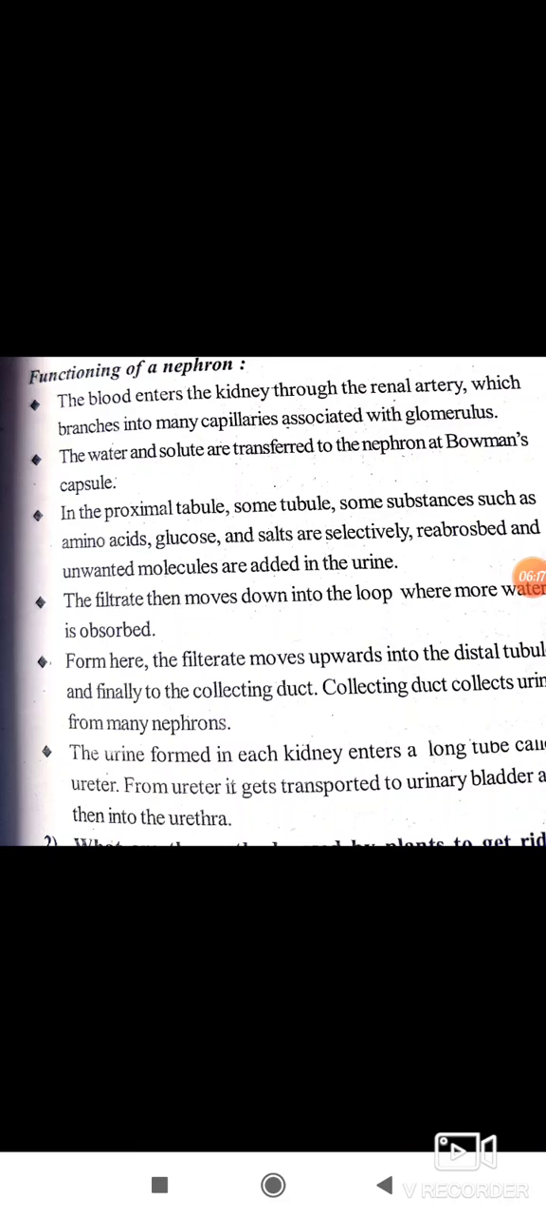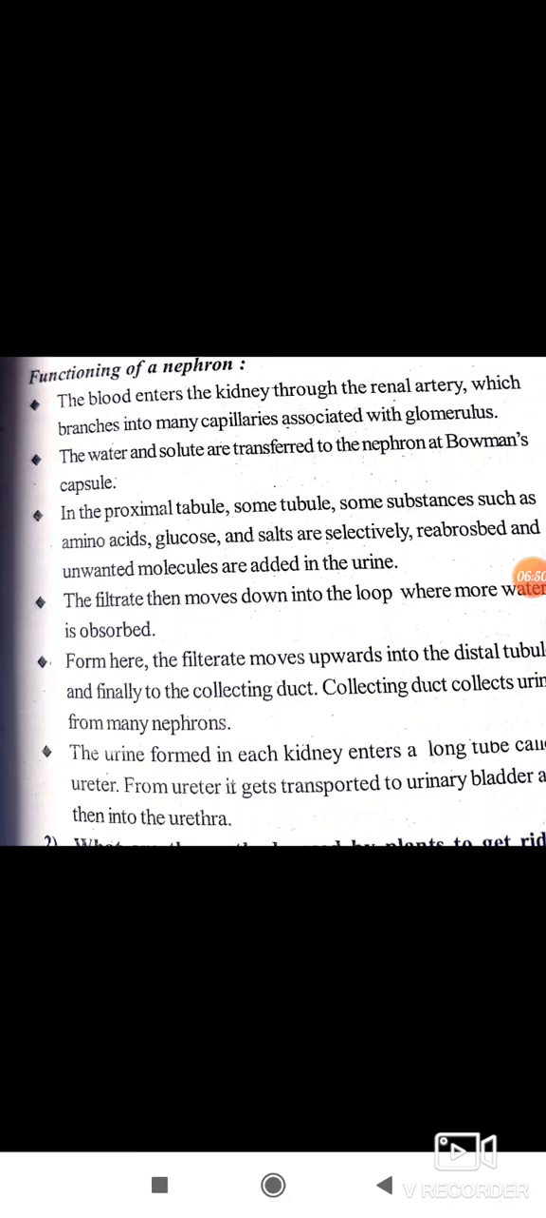The functioning of a nephron is as follows. The blood enters the kidney through the renal artery, which branches into many capillaries associated with the glomerulus. The water and the solutes are transferred to the nephron at Bowman's capsule. In the proximal tubule, some substances such as amino acids, glucose and salts are selectively reabsorbed, and unwanted molecules are added to the urine.